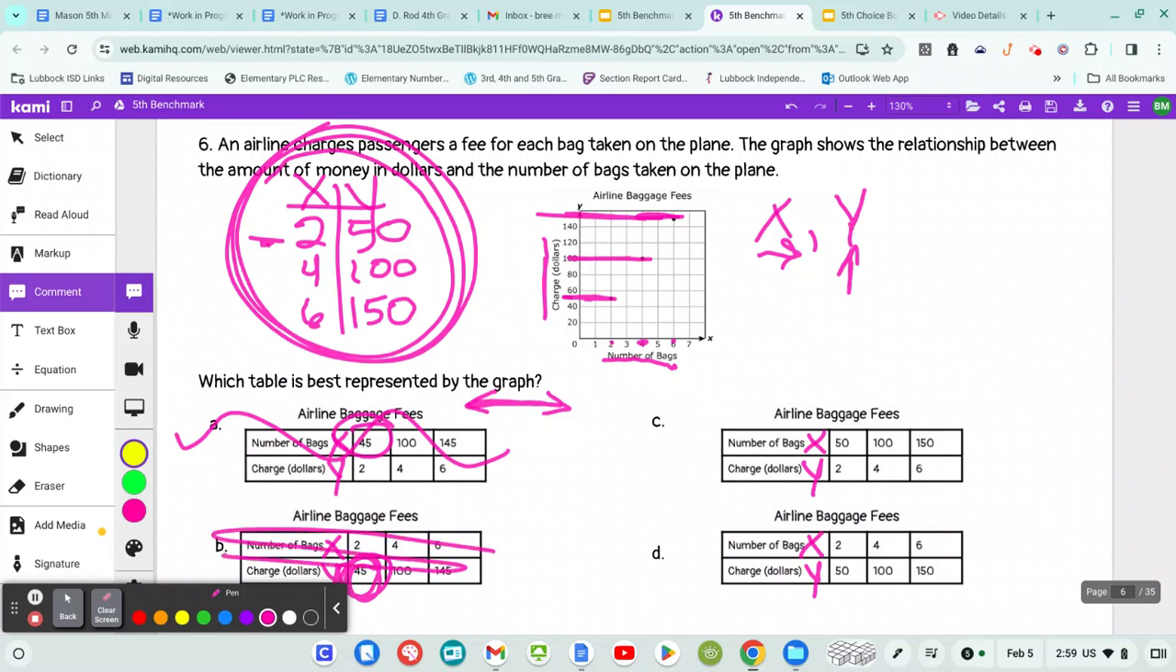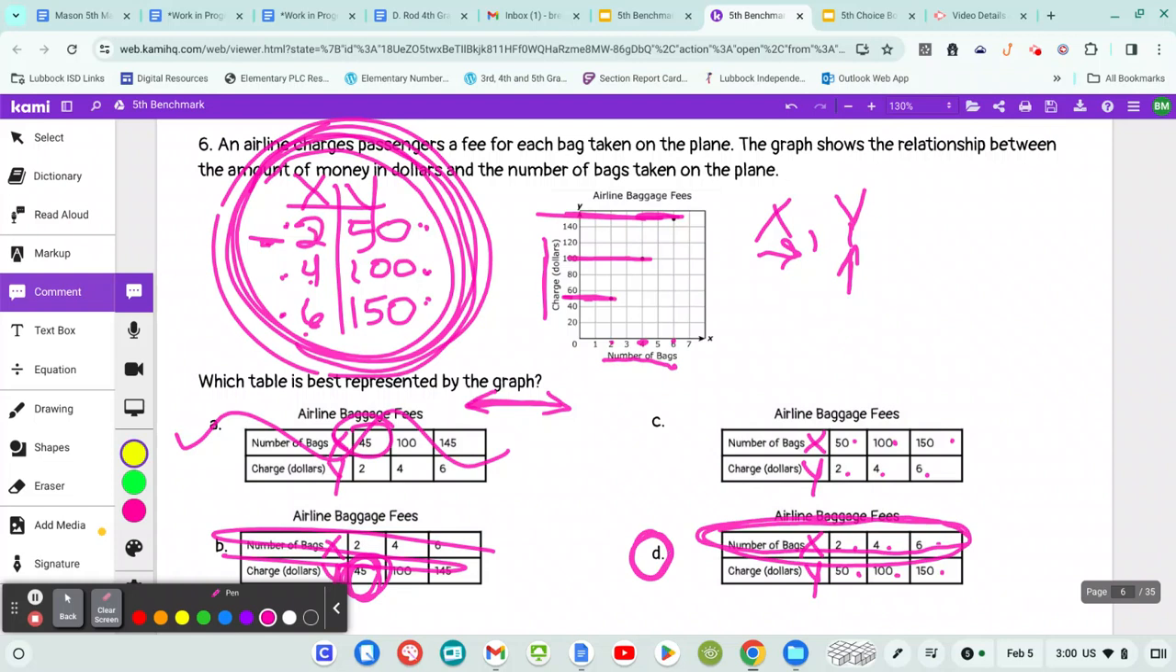So now I have 246. I wrote 246. I have 50, 100, 150. I wrote 50, 100, 150. But look at D. I have 246, and I have 50, 100, 150. So I need to make sure that the correct answer that I pick matches what I wrote over here. 246 was my X. D is the correct answer.